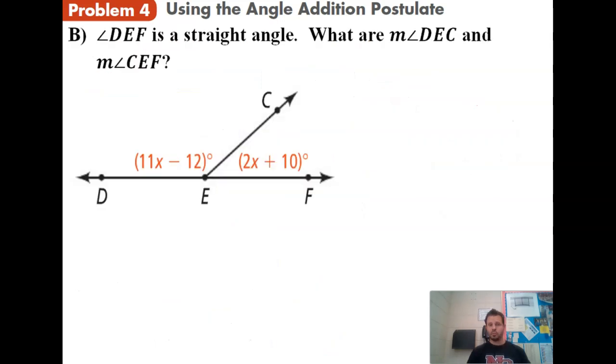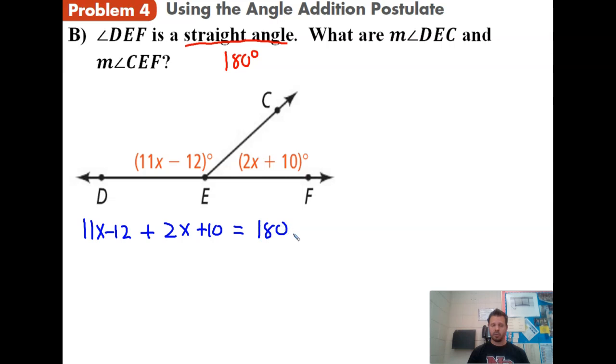All right, let's go ahead and run through part B. In B, we're given angle DEF is a straight angle. What are the measures of angles DEC and CEF? Now the trick for this one is it doesn't explicitly give us the total, but I know that straight angle means an angle measuring 180 degrees. So the way I can set this one up is I can say that 11x minus 12, the first angle, plus 2x plus 10, the second angle, is equal to the total 180.